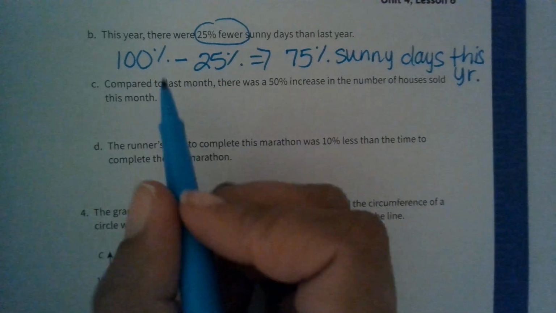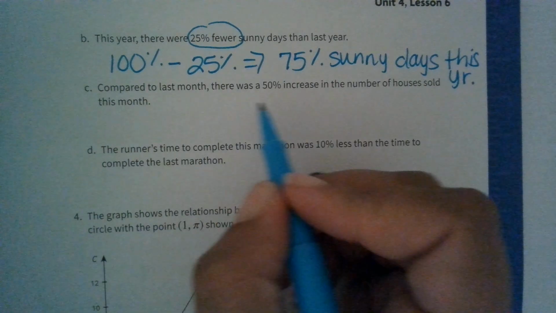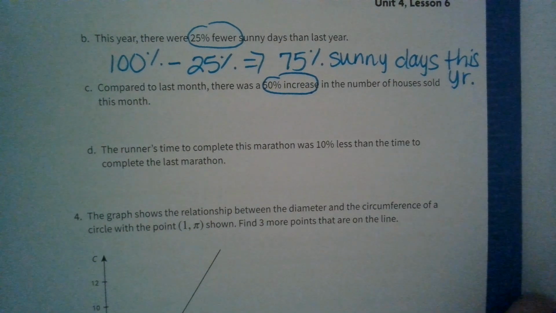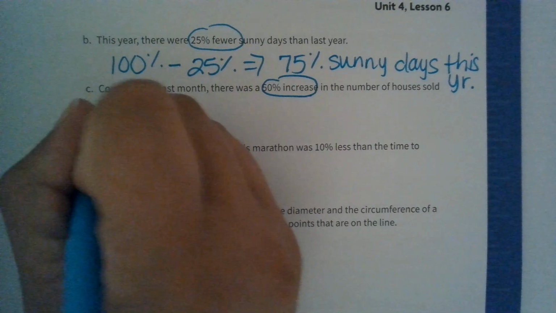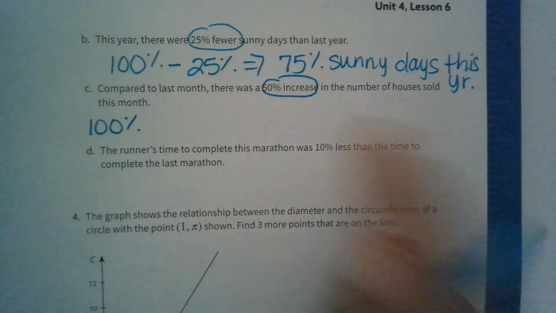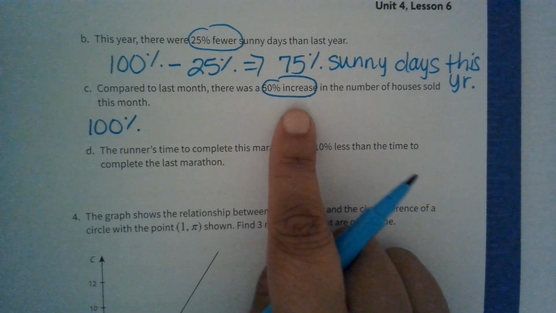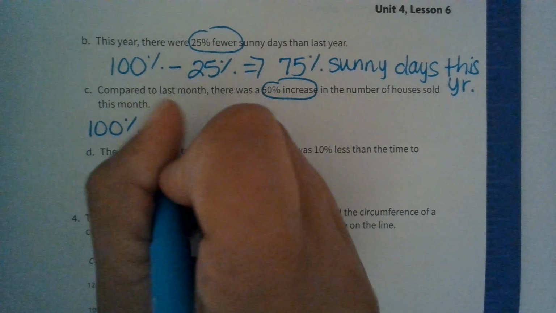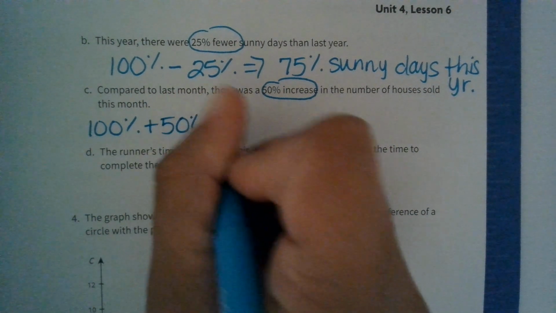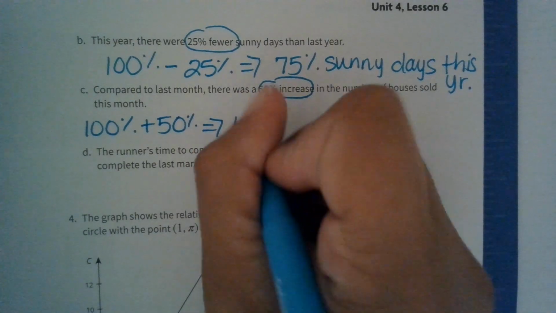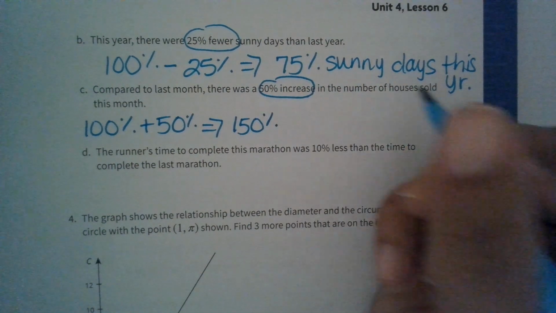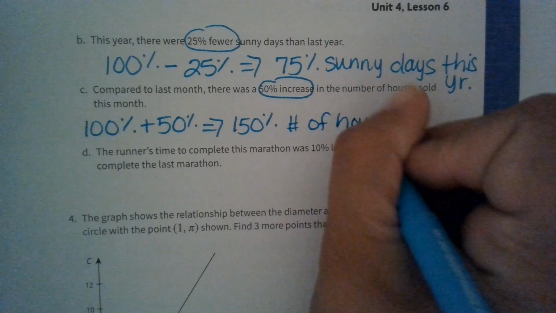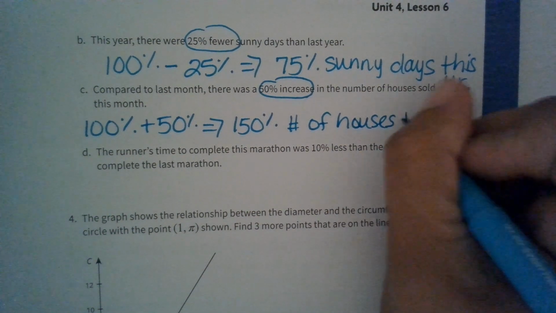Okay. Compared to last month, there was a 50% increase in the number of houses sold this month. So again, if I have an increase based on your notes, that means I'm adding the percent to 100. So I'm going to take 100 and add 50% to it. And you should get 150% number of houses this month.